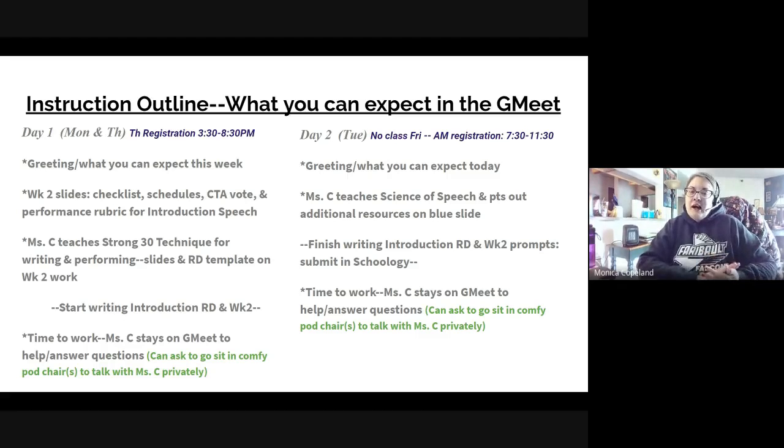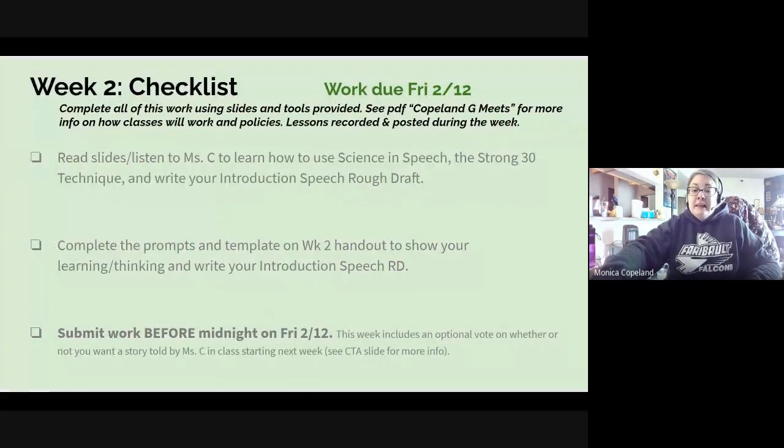By the end of the hour, you should be able to start writing your rough draft for your introduction speech, which again, you're going to perform next week. Tomorrow, day 2, I'm going to teach you science of speech, and I'm going to point out some additional resources for you. You're also going to have time tomorrow to finish your rough drafts and your week 2 work and get that in. Just like every week, your work is due Friday, right before midnight, even though we don't have school Friday due to registration.